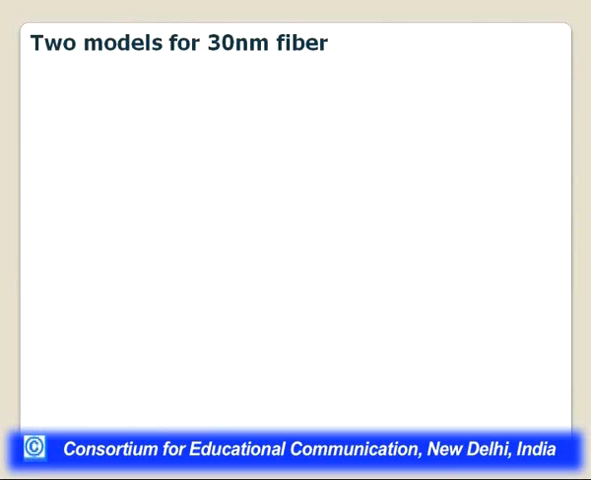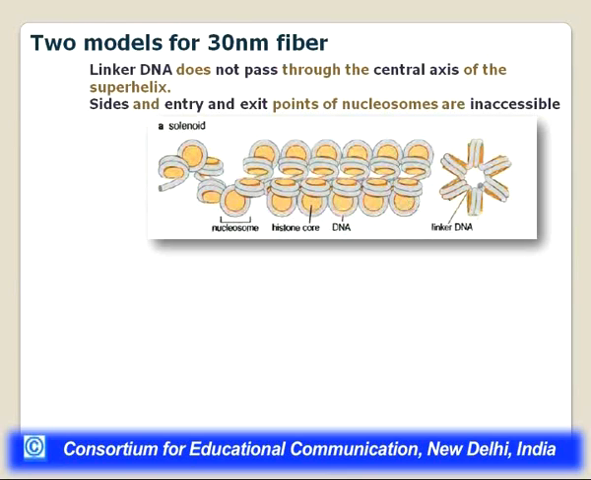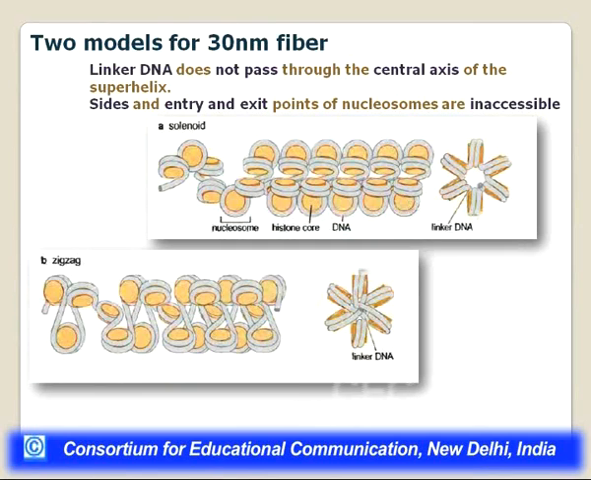Now, two models of 30 nanometer fibers are there. One is called the solenoid model. The solenoid model is a model in which the linker DNA does not pass through the central axis of the superhelix, and the sites and entry-exit points of nucleosomes are inaccessible. So you can see in the diagram that the nucleosomes per turn are lying towards the outside, and there is no linker DNA found through the center of the helix which is formed.